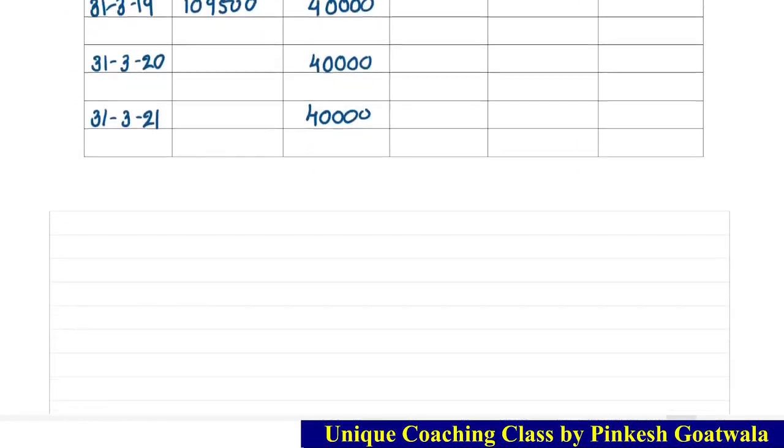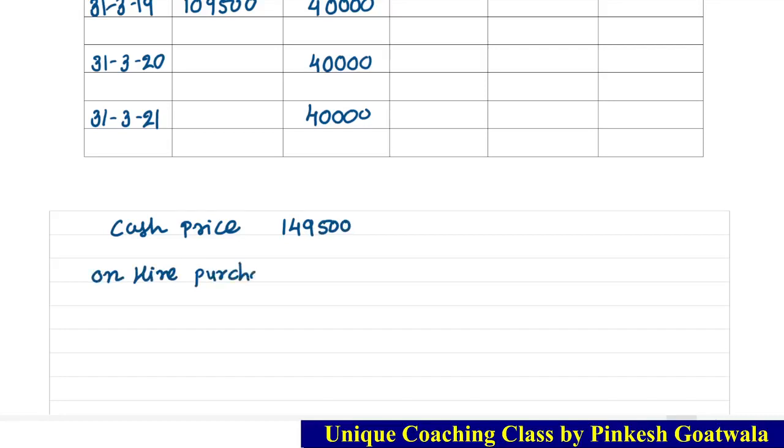Okay, cash price, that is 1,495,000. And if we purchase on hire purchase system, એટલે કે હપ્તેથી લઈએ આપને, on hire purchase system, the cash માં લઈએ તો 1,49,500 we have to pay. But if we purchase on hire purchase system, in that case, how much do we have to pay?